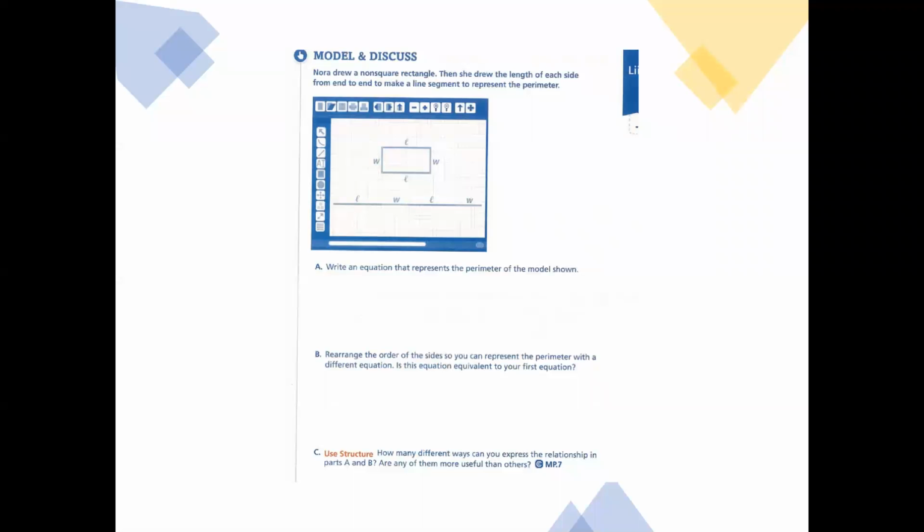A says, write the equation that represents the perimeter of the model shown. B, rearrange the order of the sides so you can represent the perimeter with a different equation. Is this equation equivalent to the first equation? And C, use structure. How many different ways can you express the relationship in parts A and B? Are there any other useful ways? So maybe pause the video and answer those questions. And again, it's not right or wrong, just give it a try.